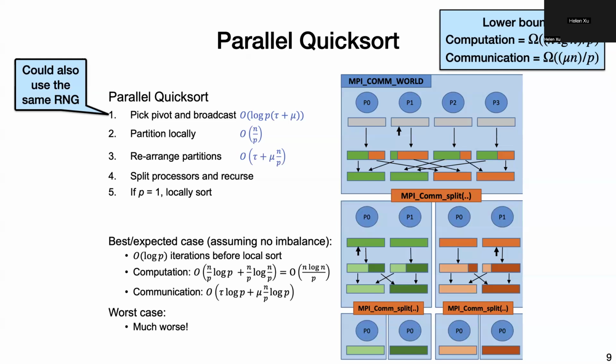And those are repeating the lower bounds. Computation is n log n, the whole thing divided by p, and communication is mu n over p. So it's closer. If you remember, bitonic sort was log squared p. This is log p. So it's getting closer to this lower bound, but it's randomized. And in the best case, if you knew what the global median was upfront, then you would do a perfect job of cutting the elements in half.